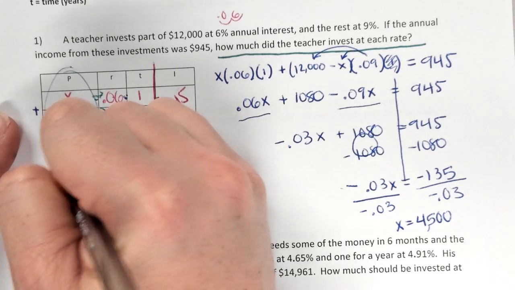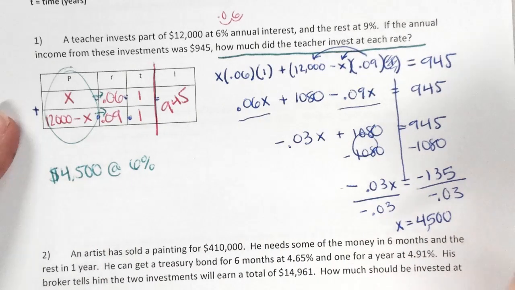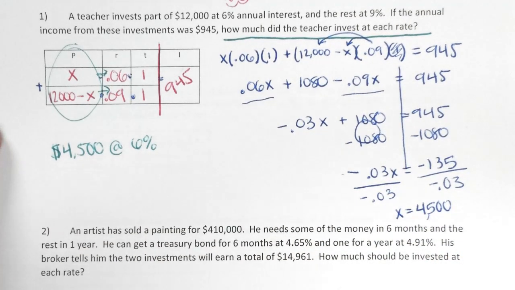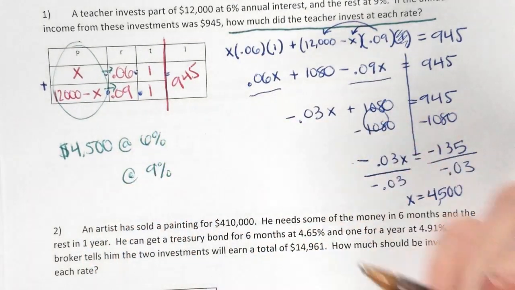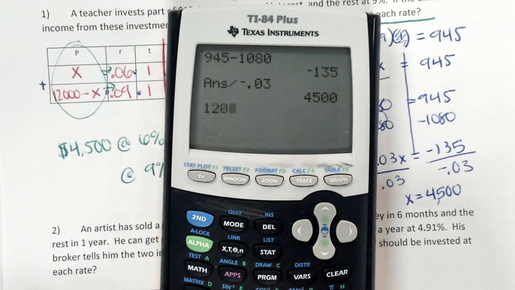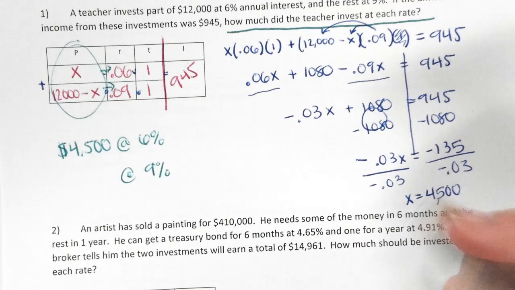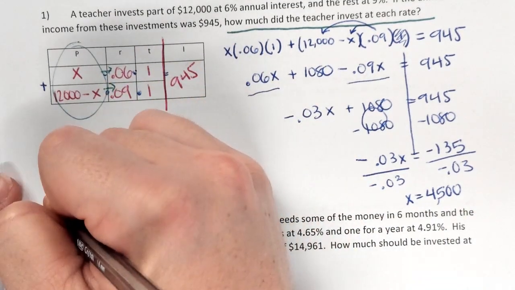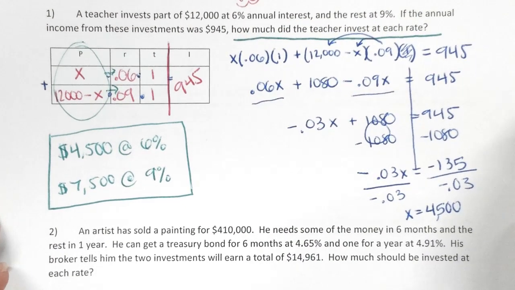So 4,500 was invested at 6%. And what represents my principal at 9%? Yeah, 12,000 minus x. So then we can do 12,000 minus 4,500, and I get 7,500. And there's your answers. Any questions with that?